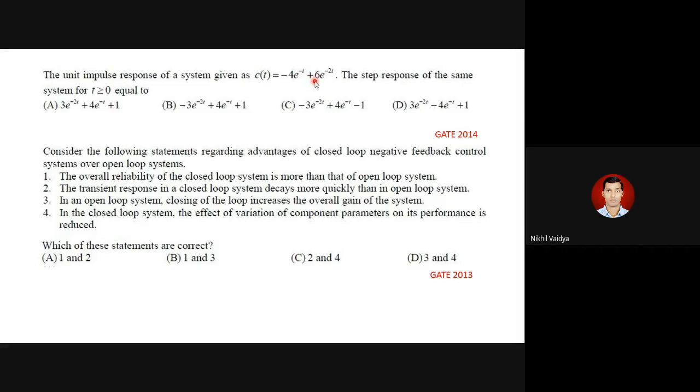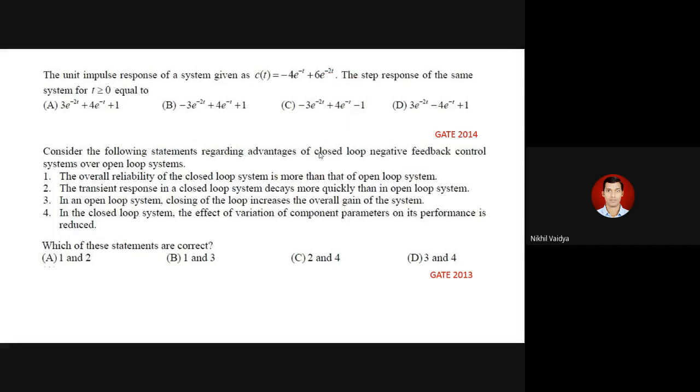Next, plus 6 into e raised to minus 2t upon minus 2. So minus 2 and 6 division will happen. So here we will get minus 3 into e raised to minus 2t. So minus 3 into e raised to minus 2t is here, and here too. So B and C can be the options. Now we have to calculate the value of C, and we will get plus C.